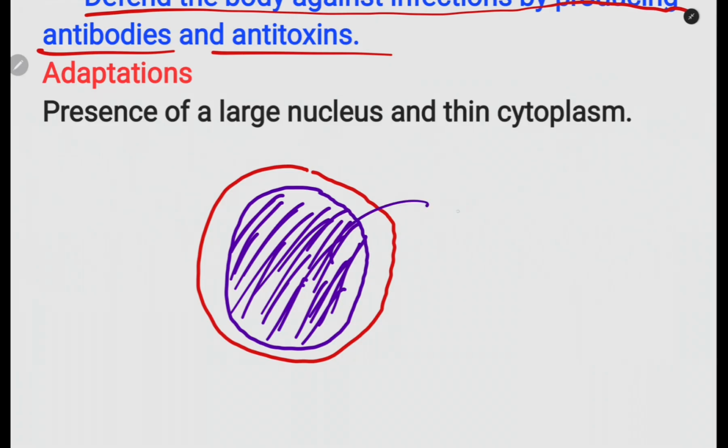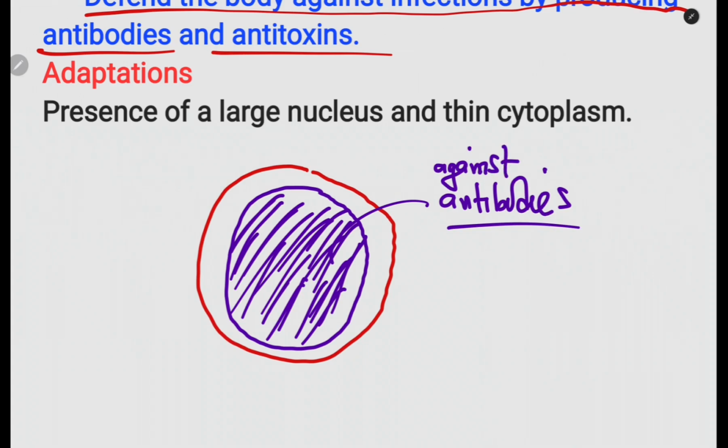And in the nucleus, they produce antibodies. You know that anti means against. So against germs, against foreign materials. Then thin cytoplasm. So this is the adaptation of the lymphocyte.